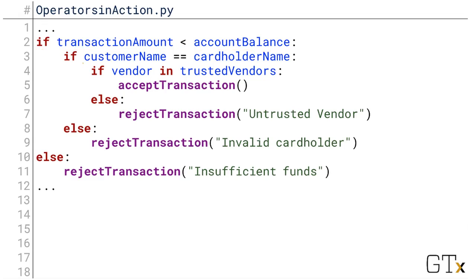We can also interpret if customer name equals cardholder name as doing something similar. We might assume that these are two strings representing names, and this checks to make sure that the person making the purchase is the same as the person holding the card.